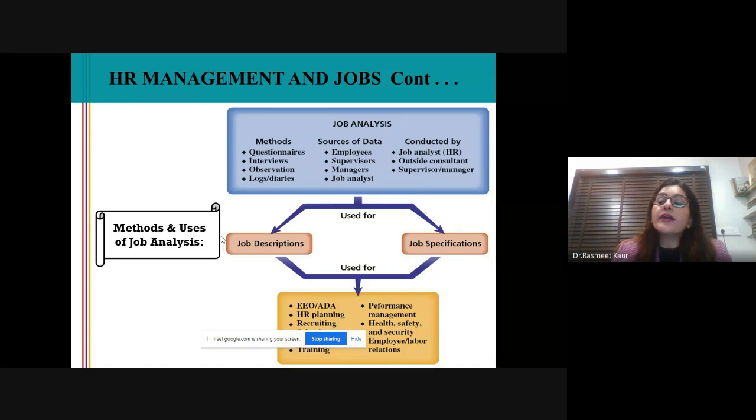Is there any requirement for a job in the company or in that particular firm? The second method could be the interview method. The interview method is where you call the employees face to face, individually. You interact with them, you talk to them, you ask them certain questions.